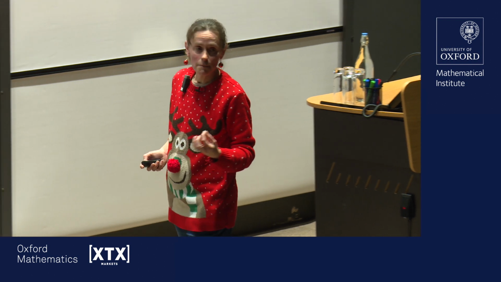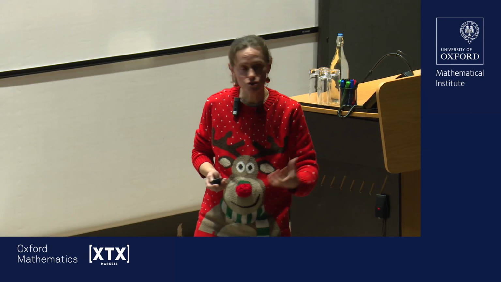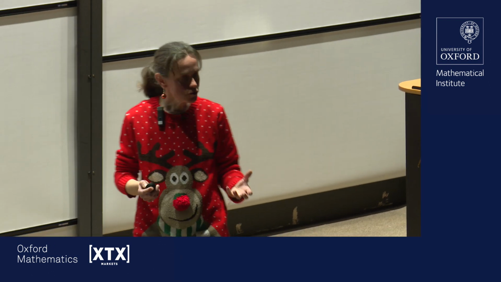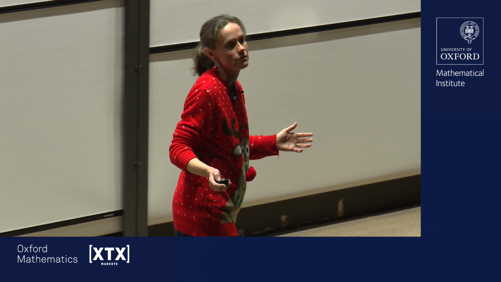The only bit of geometry that is still there is the cos theta and the sine theta attached to the gravity. That just tells you about the local slope. So what you get at the bit of film where we're at angle theta is exactly the same as what you would get if the entire thing was a plane at angle theta. Everything is just in the slope. And those equations are called the thin film equations, and they apply everywhere that you get a thin film.